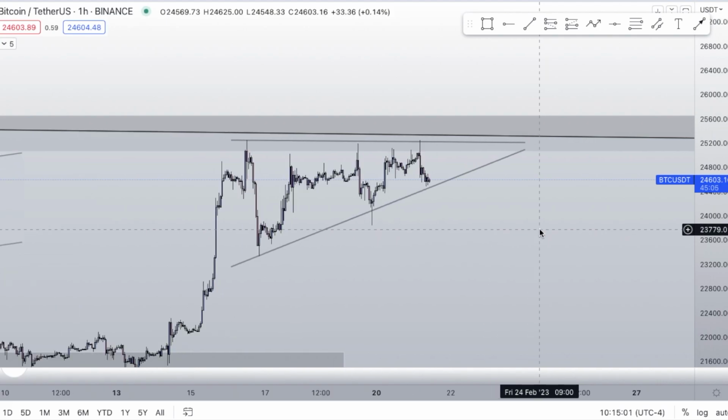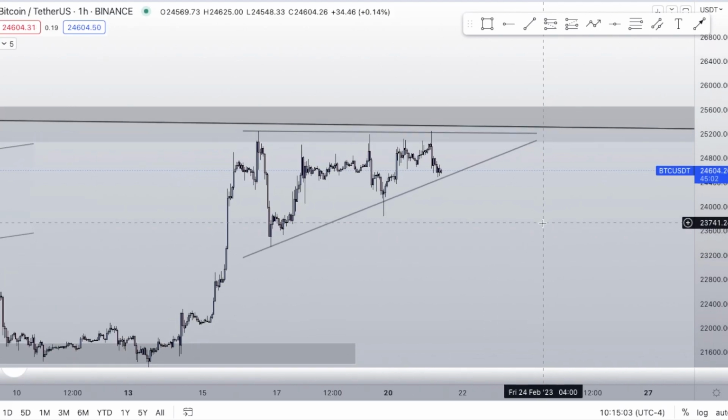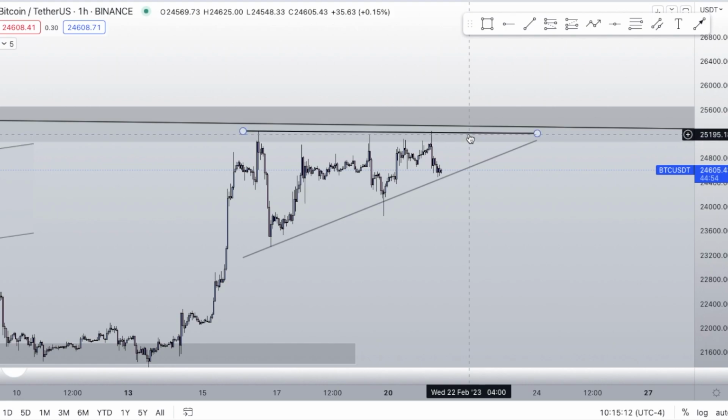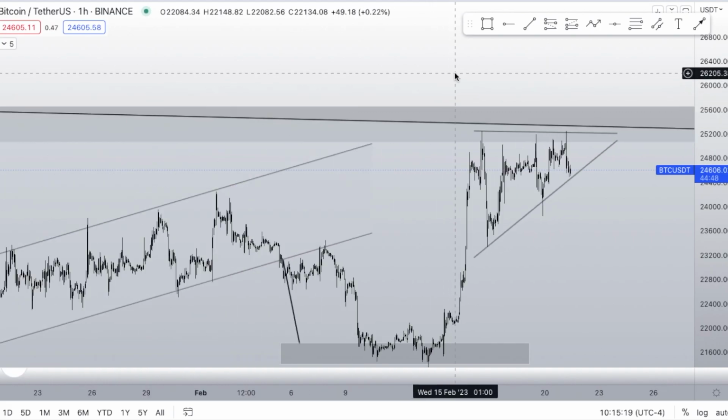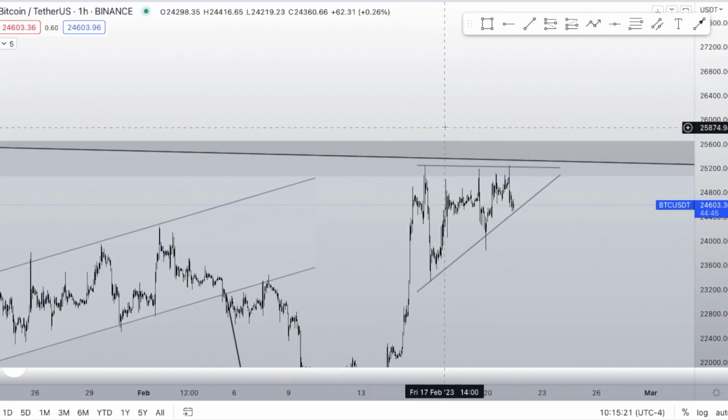In order for us to define to ourselves, hey, this is a strong move towards upside, we need to see confirmation of this level getting broken around $25,195, roughly. Okay, guys, so if we do break that and we get a retest, then guess what? That's going to be the start of seeing momentum towards the upside.